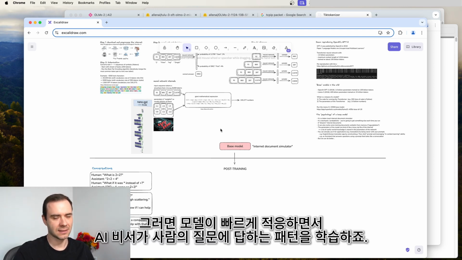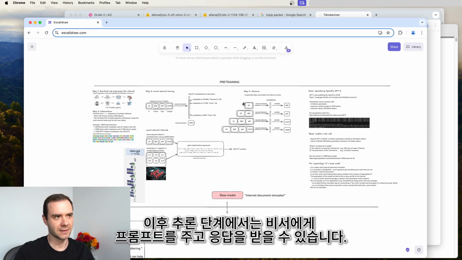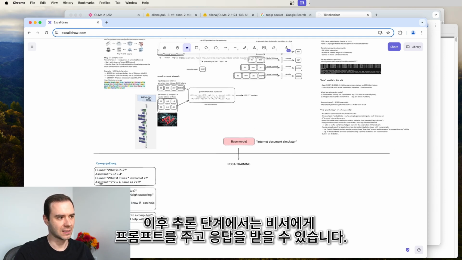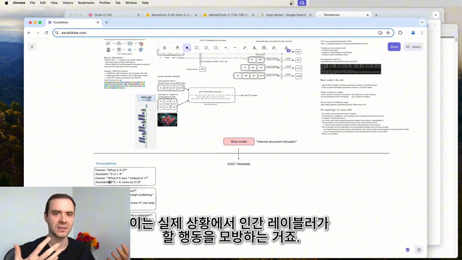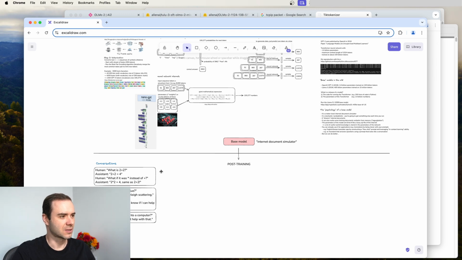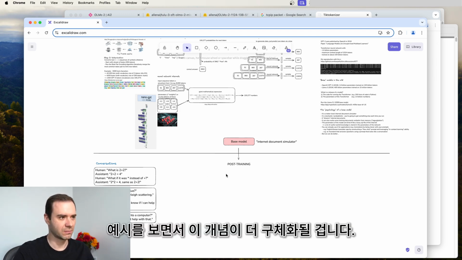And what happens is that the model will very rapidly adjust and will learn the statistics of how this assistant responds to human queries. And then later during inference, we'll be able to prime the assistant and get the response, and it will be imitating what the human labelers would do in that situation, if that makes sense. So we're going to see examples of that, and this is going to become a bit more concrete.